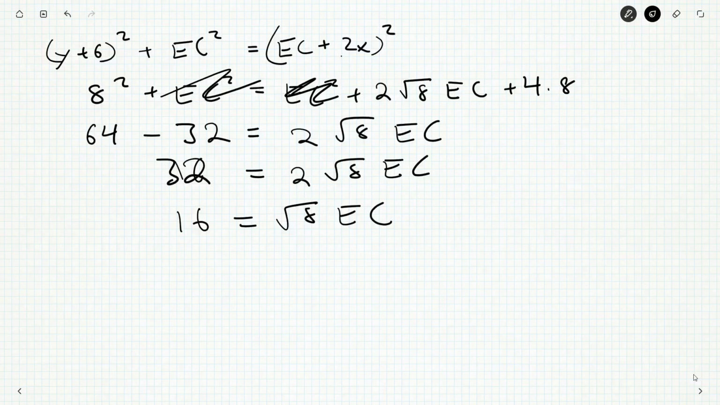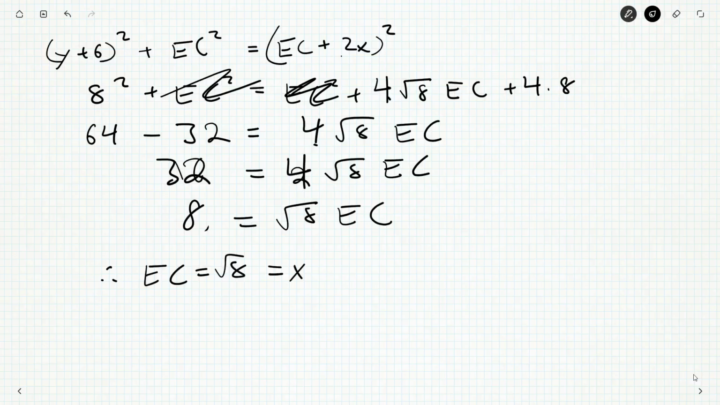That's weird. Oh, this should be a 4. This should be a 4, because it's 2 times 2X EC, so it should be 4. That puts this down to 8. Therefore, EC is root 8, which is X.